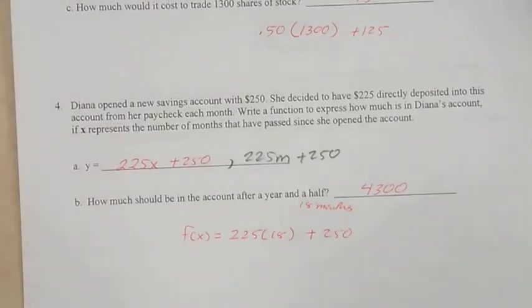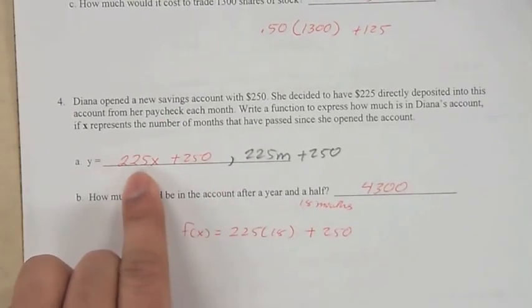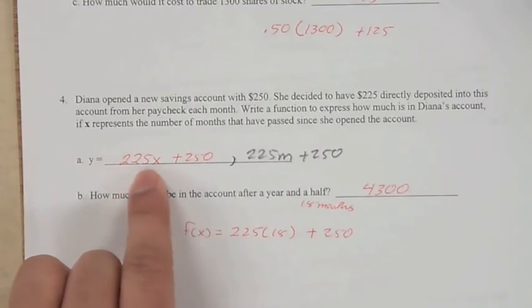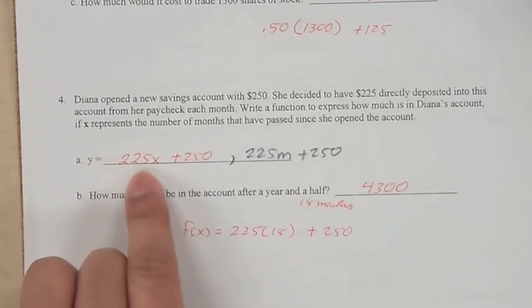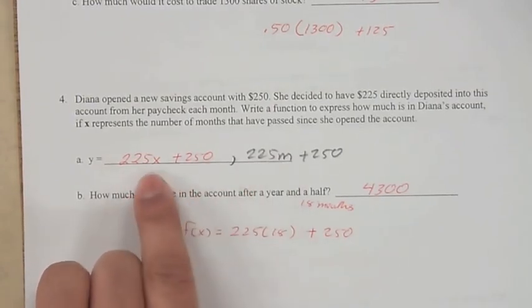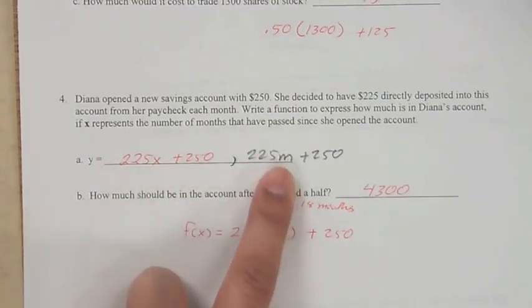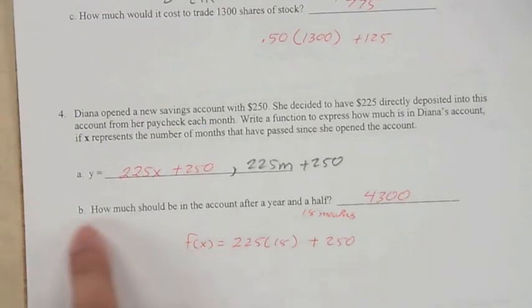And finally, okay, Diana has opened a new savings account with $250. She has decided to have $225 directly deposited into her account each month. So your starting point is $250, and every month you're adding an additional $225. So your equation is 225x plus 250, because you don't know how many months you're going to put in. So that's your variable, and this is your starting point. You can change the variable x to the letter m to stand for months, to be a little bit more descriptive. And it says how much will be in the account after a year and a half.